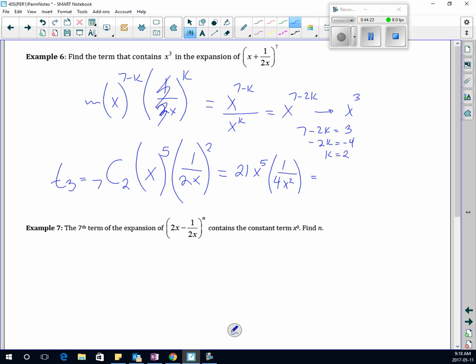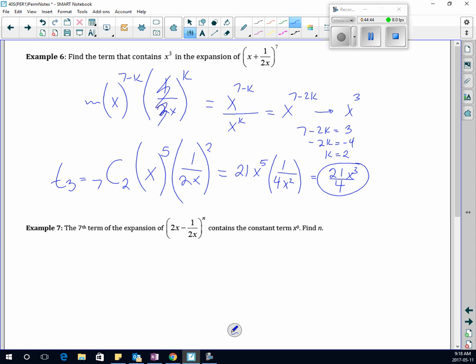So what do we get as our final answer? 21 over 4, and what's the x to the power? X to the power 3. And that's exactly what it asked for, the term that contains x to the power 3.